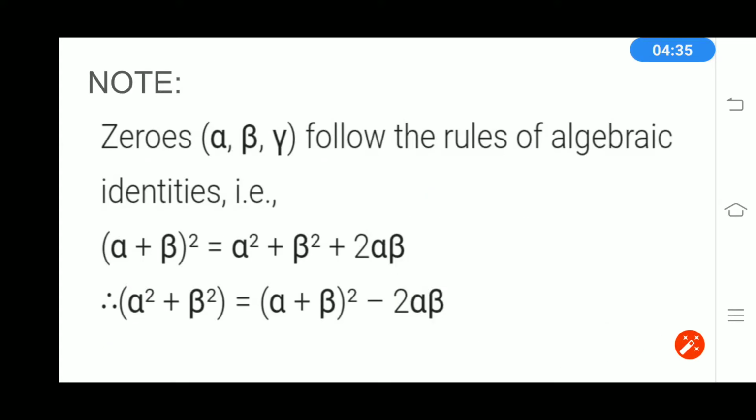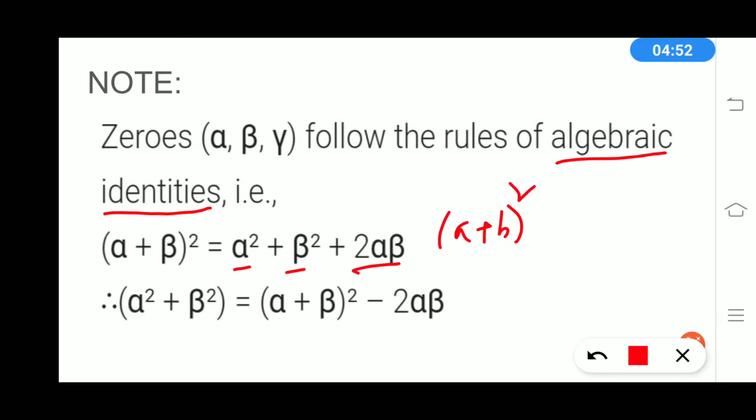Next, note that the zeros alpha, beta, gamma follow the rules of algebraic identities. That means alpha plus beta whole square equals alpha square plus beta square plus 2 alpha beta. That means the a plus b whole square form, so equal to a square plus b square plus 2ab. Next, alpha square plus beta square equals alpha plus beta whole square minus 2ab.